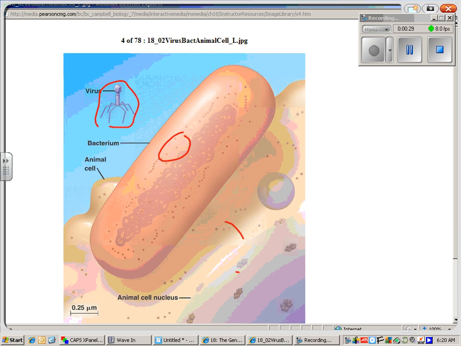Viruses are incredibly small. Viruses take on some really sweet shapes. This little guy that looks like a spaceship is one of my favorite. It's called a bacteriophage. It actually infects bacteria. We'll come back to that.